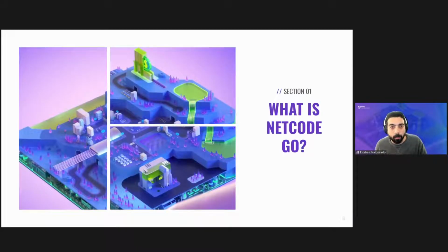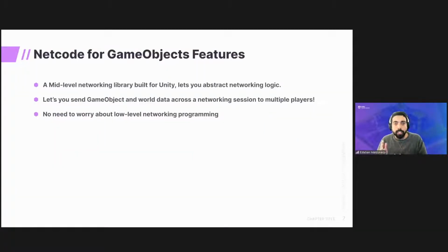Okay, so what is Netcode for GameObjects? It is a high-level library in C# that you use to start coding what kind of data to synchronize, what kind of game objects, and what messages to send between connected players. It saves you a lot of the trouble of having to code low-level logic in an engine about creating connections or creating sockets and whatnot. In a nutshell, this is a library for you to synchronize game object and world information to all the different connected players.